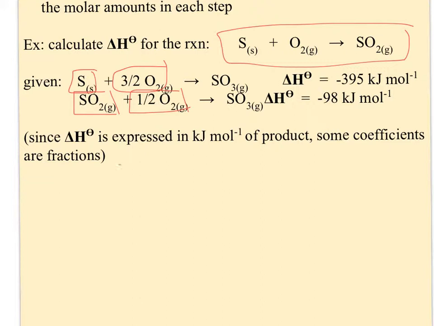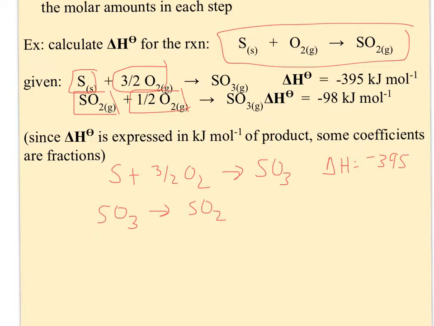So let me start by writing the first equation. S plus 3 halves O2 yields SO3, and that value remains negative 395. And my second equation, when I flip it over, the SO3 becomes the reactant, and the SO2 and the 1/2 O2 become my products, and because I flipped the reaction, I switch the sign to positive 98.